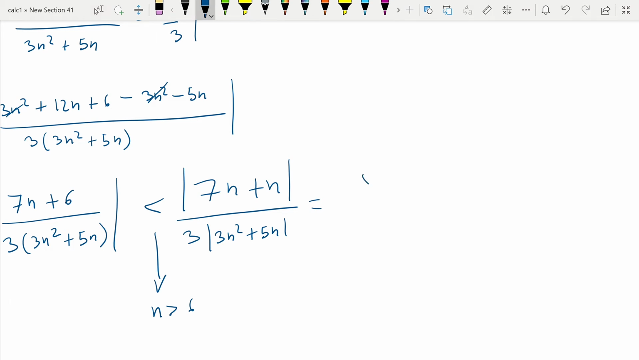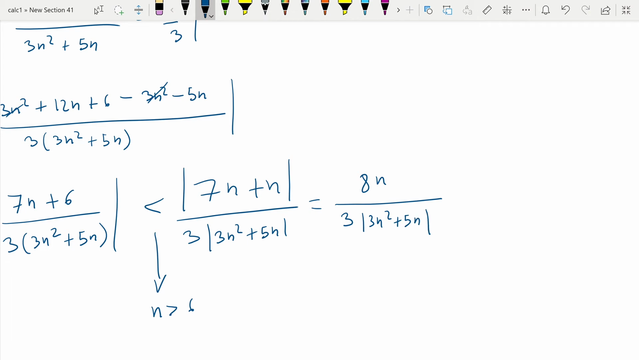So this is equal to 8n. On the top we just get 8n. I mean, n is a natural number. It is positive. So it's definitely non-negative, so the absolute value of 8n is just 8n. And we divide this by 3 times 3n squared plus 5n.